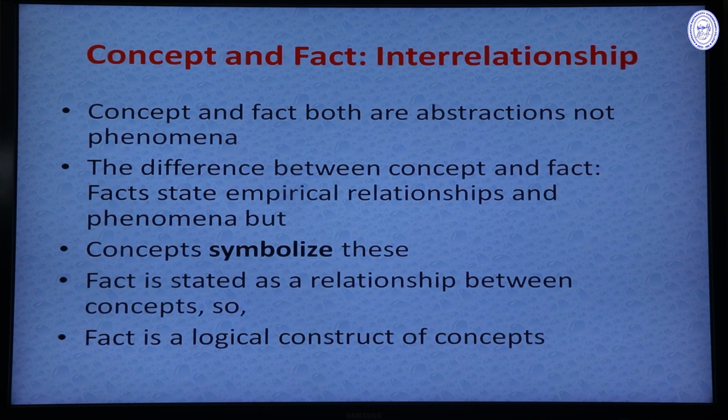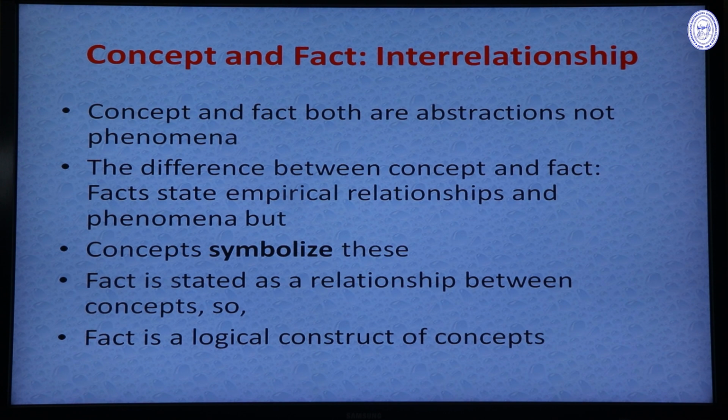Now, as we have mentioned in the last slide, to rectify this error of reification, we need to be clear about the distinction between concept and fact, and of course, if there is any interrelationship between concept and fact. So, what are those interrelationships between concept and fact? Look, concept and fact both are abstractions, not the phenomenon itself. Concepts are abstracted from the phenomenon, and facts are also some sort of abstractions of the phenomena in question.